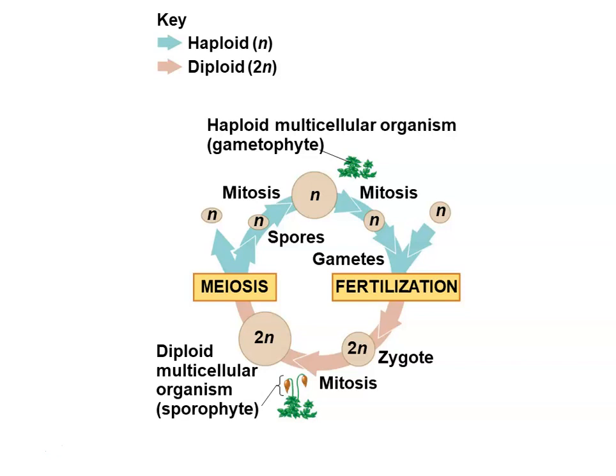So you have two forms of multicellular organisms, the sporophyte and the gametophyte. Only the sporophyte is able to use meiosis to produce spores. Those spores then can be replicated via mitosis into gametes.